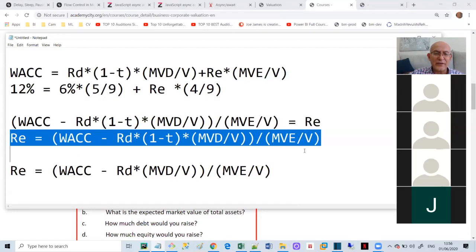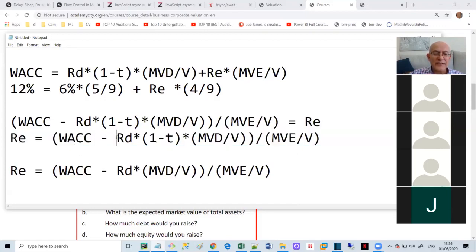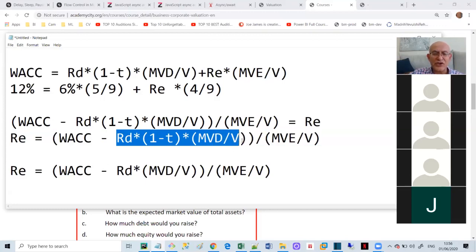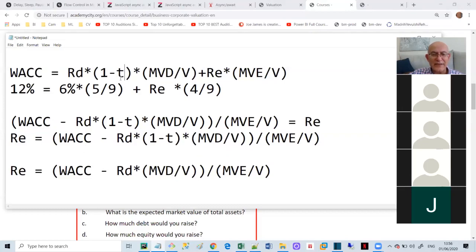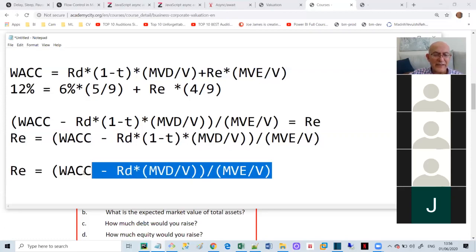So that's exactly what we have in the equation here. RE is equal to the WACC minus the effect of the interest. Then I'm just dividing by the share of the equity. That's giving me the RE. Here I just simplify it because the taxes are zero, so it is the WACC minus RD times that, and divide. I have all the numbers on the right side, therefore I can find the RE.